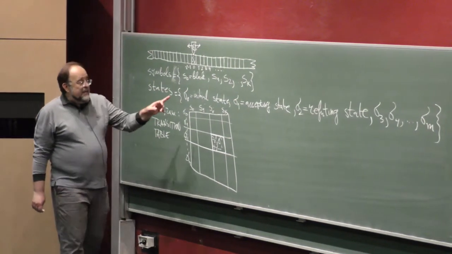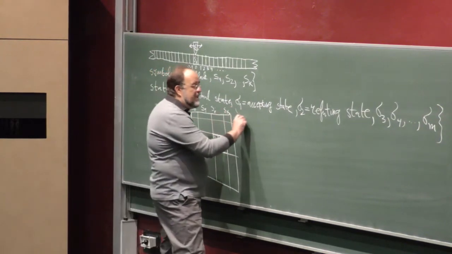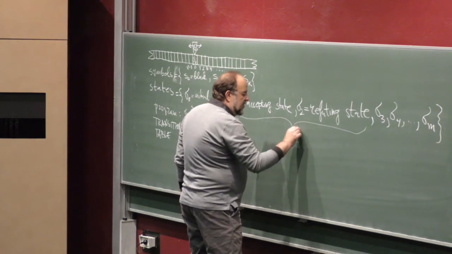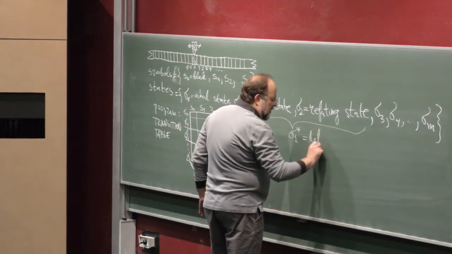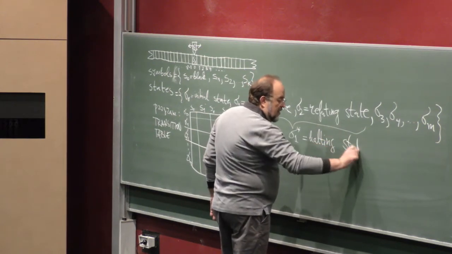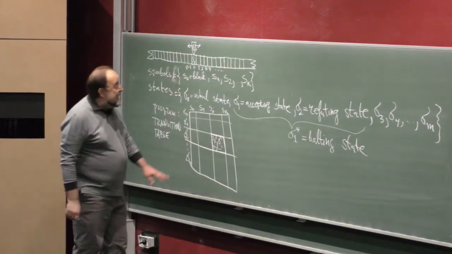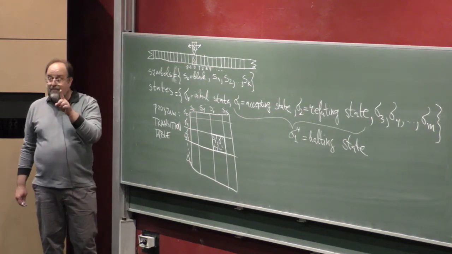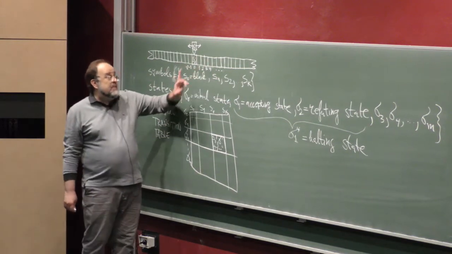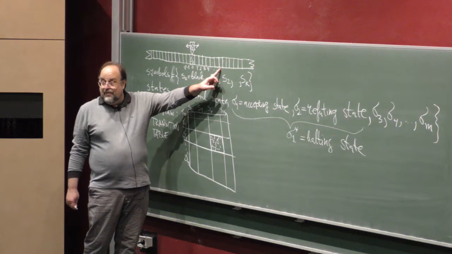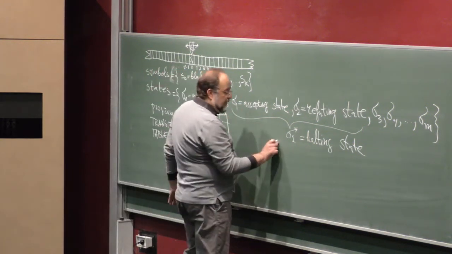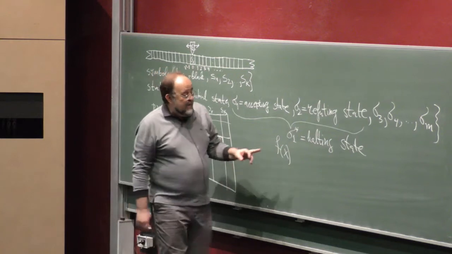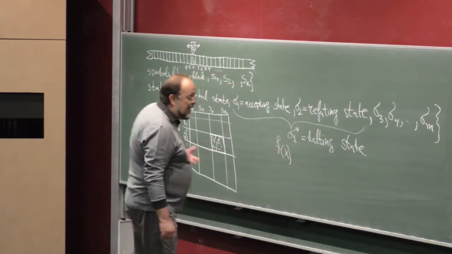You can slightly modify that. Instead of having accepting and refuting states, you can have a single state, let's call it sigma 1 star, which is the halting state. If the machine stops in the halting state, that's for computability not of predicates, but of functions. Then the result for this input is whatever is written on the tape. So if your program computes f, the value of f of x will be whatever is on the tape when the machine hits the halting state.